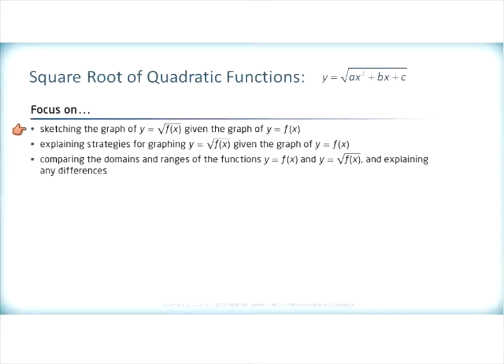Here we will focus on sketching the graph of y equals the square root of f of x, given the graph of y equals f of x as the square root of ax squared plus bx plus c. We will explain strategies for graphing the square root function given the graph of the original function, and compare the domains and range of the original function and the square root function, explaining any differences.